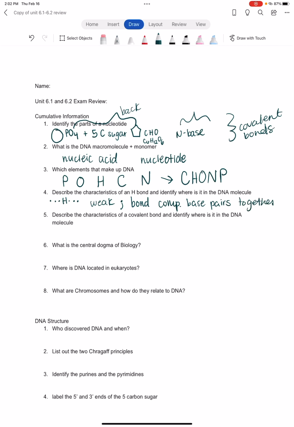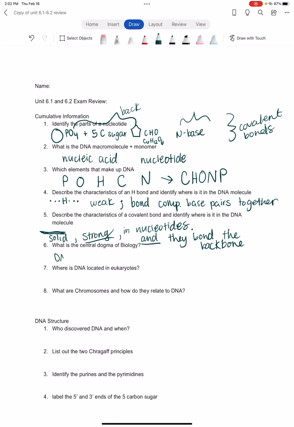Describe the characteristics of a covalent bond. So covalent bonds, remember, they're going to be solid lines. They're strong. And then they are located in the nucleotides. So it's really any solid line you see throughout, but they're in nucleotides, and they bond the backbone together. Because remember, backbones are super strong. Our backbone's really strong.